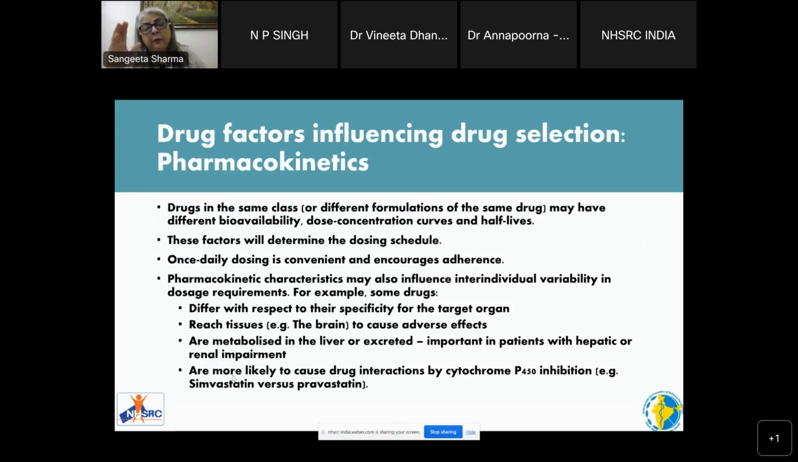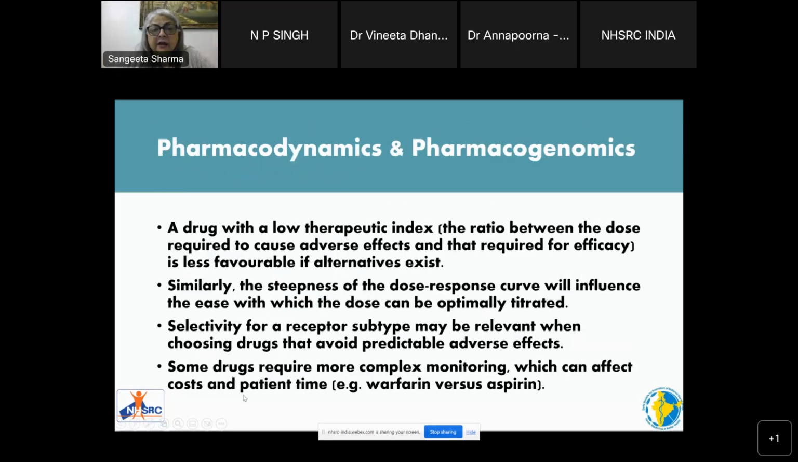and adverse events will be more with this. And many factors influence the drug selection part, the pharmacokinetic part, different formulations I just now discussed with you. Then once daily dosing is convenient and encourages adherence, so try and choose such options. But we need to balance this with other criteria as well. Other things that you will consider, which can influence inter-individual variability, are specificity, whether they are reaching the site, whether they are metabolized in the liver, like that. Are there any drug interactions?